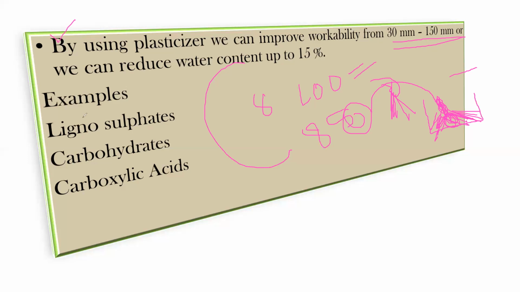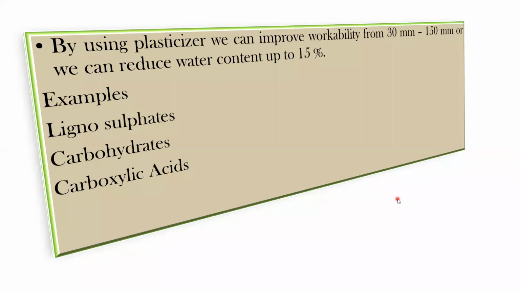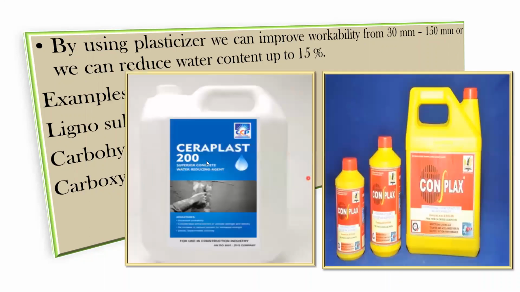Now coming to the example part, you can use lignosulfates as a plasticizer, you can use carbohydrates as a plasticizer, and you can use carboxylic acid as a plasticizer. So these are the different plasticizers. With the help of this, you can prepare a plasticizer that is available in the market, and after that, we'll try to use them. So you can see it here, Cera Plus 200 superior concrete water reducing agent is written here. Then this is one of the famous brand. Even Cera Plus is also a famous brand. Even Complex, yeah, this is Complex, right? This is also a famous brand which is available in the market.